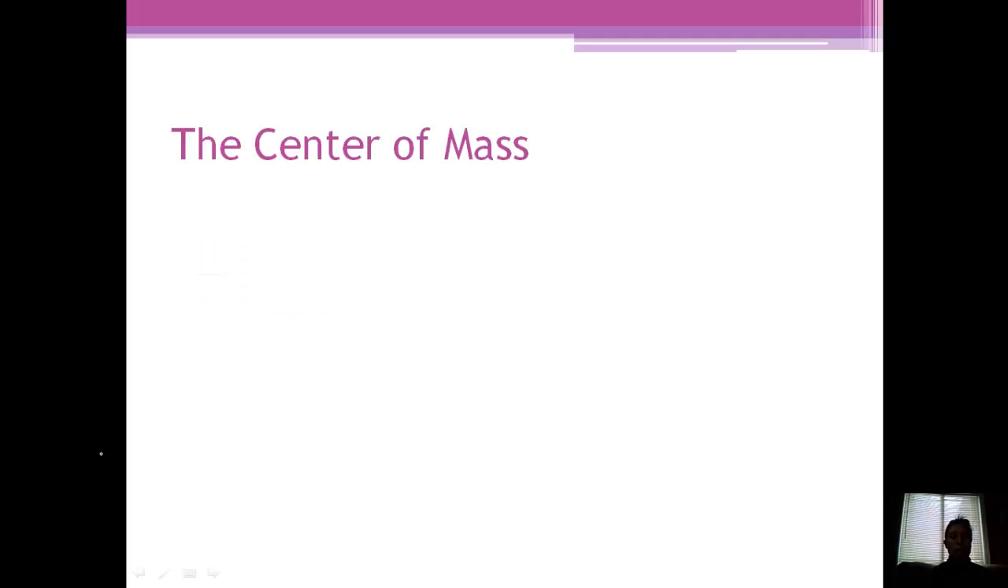Alright, hello. We are going to finish up Chapter 8 by talking about the third section, equilibrium. So we've talked about rotational motion, the different variables that are involved with rotational motion, torque, how to influence torque, and now we're going to talk about equilibrium with rotation.